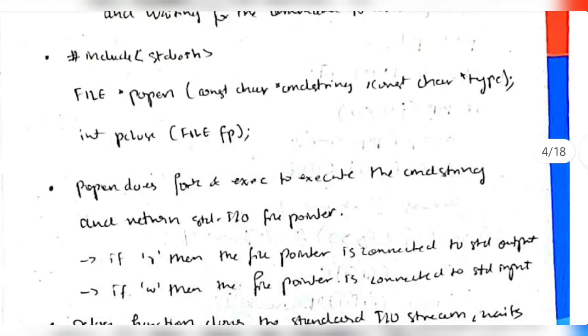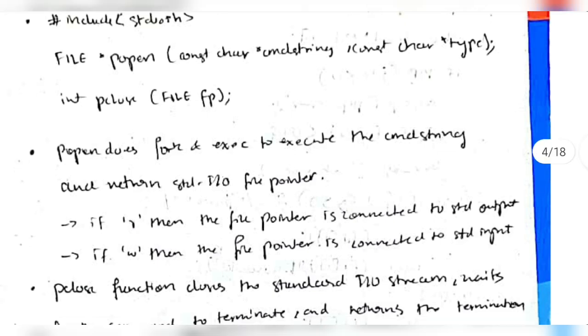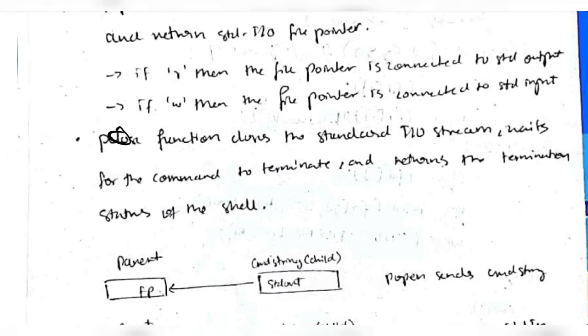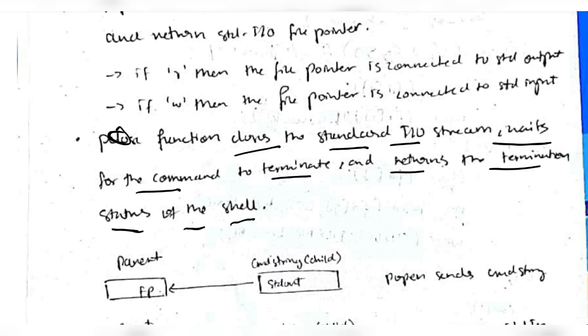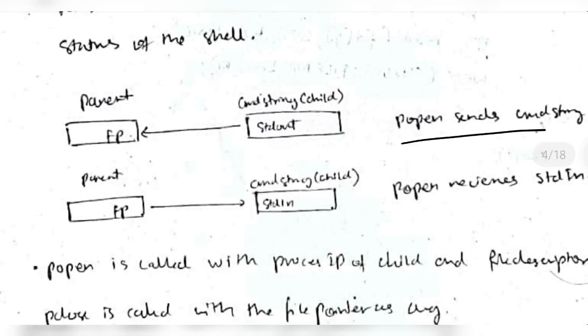After that we have r, which means it's connected to the output because we are reading the values, and w means you are inserting values, so it is the input. After popen we have the next one, which is pclose. What it does is close the standard I/O stream, waits for the command to terminate, and returns the termination status of the shell. So close means the termination and its ending. Okay, that's it.